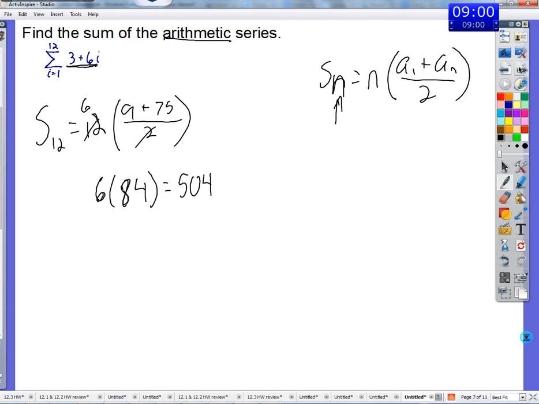So a sequence kind of goes on forever, but a series doesn't. No, that's a good question. So there goes on forever. What's the word for goes on forever in that?